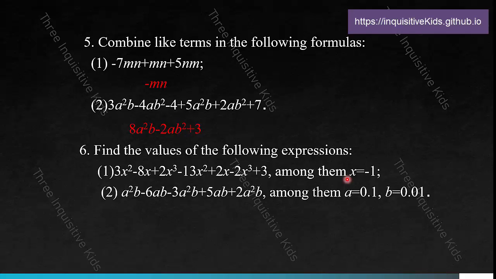Okay, did you come back? x is equal to negative 1. We first combine like terms. You can see that many things here can cancel out. For example, the positive 2x cubed and negative 2x cubed.